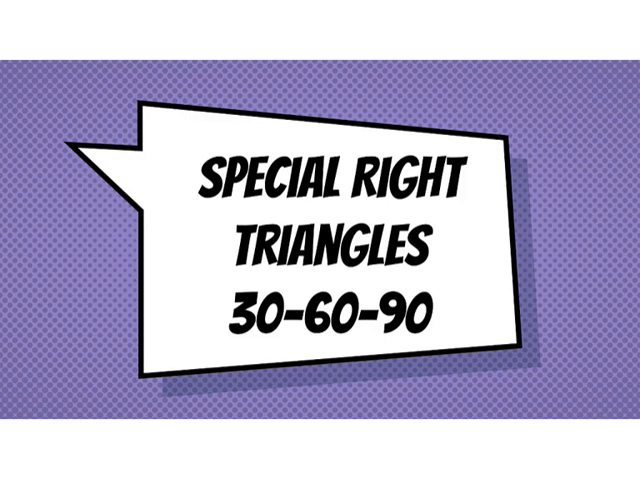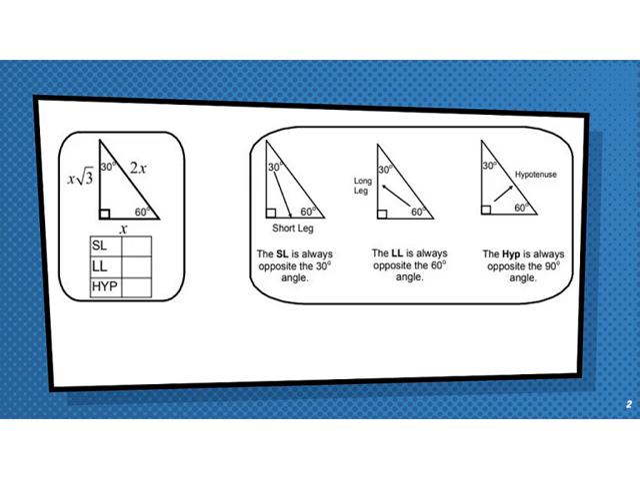Hello everyone, we are going to be learning about the special right triangles this time, the 30, 60, 90 degree triangles. So what we want to do is go through and actually label our general formula here. The SL stands for short leg. The short leg will always be across from that 30 degree angle. So that's how you identify where that value is going to be.